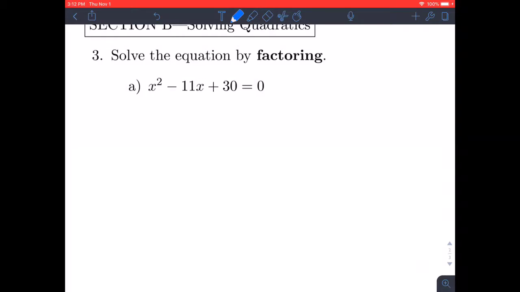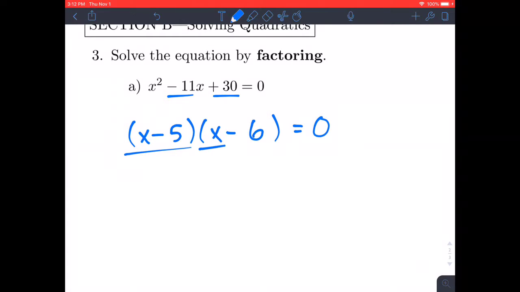So remember, for these, we're looking for something that multiplies to that constant at the end. So here we're looking for something that multiplies to 30 and adds to a negative 11. Since it multiplies to a positive but adds to a negative, that tells us both of these have to be x minus something. And if you want, you can pause for a second while you maybe try to figure it out on your own. But what multiplies to 30 and adds to negative 11 would be x minus 5 and x minus 6.